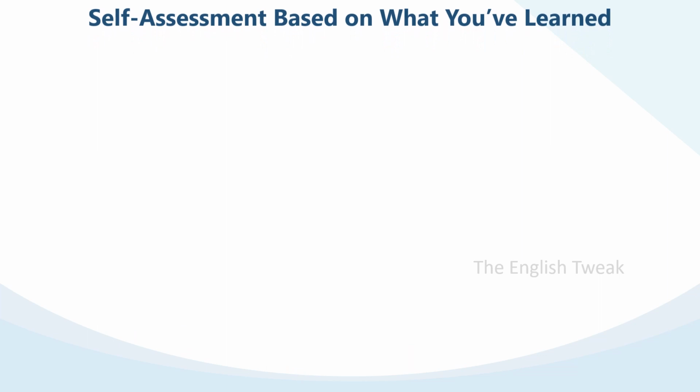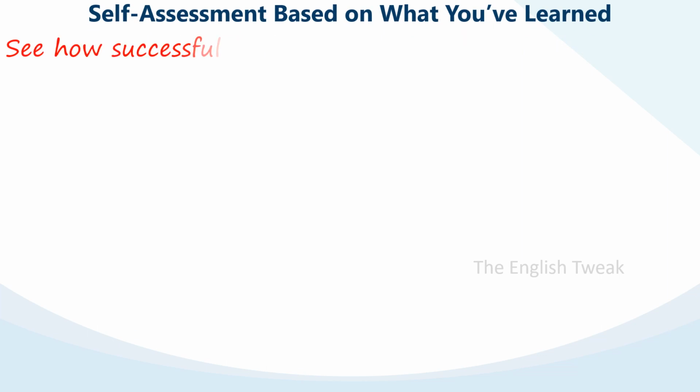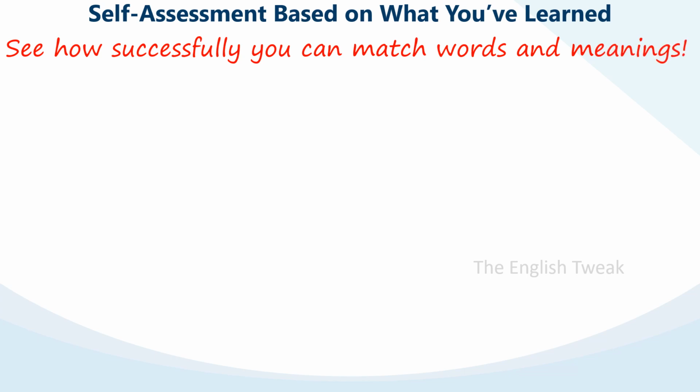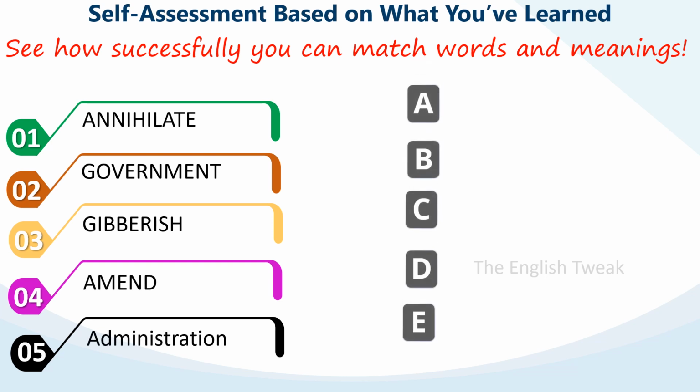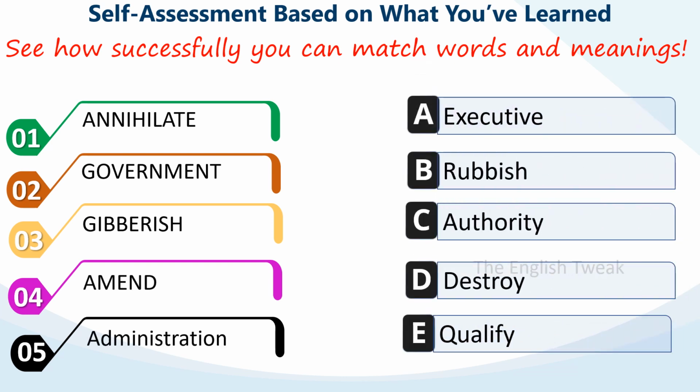Now we shall go through the self-assessment we have been waiting for. Let's see how successfully you can match these words and meanings. On the left hand side you have all 5 words, and on the right hand side you have the meanings. You are given 10 seconds to match the following.